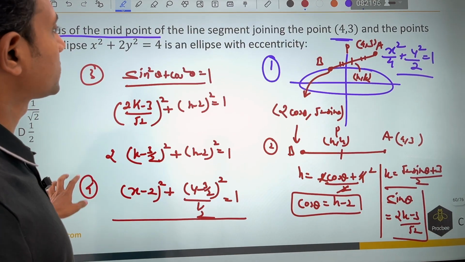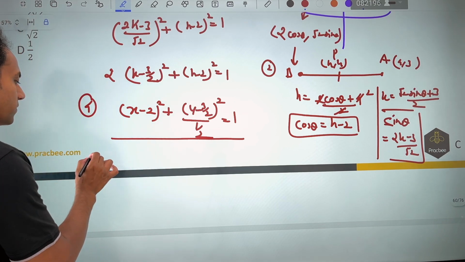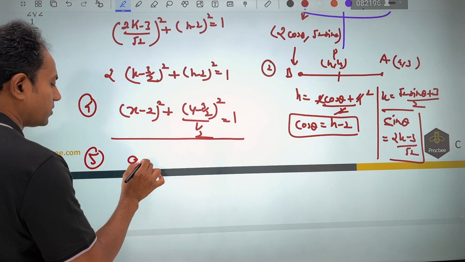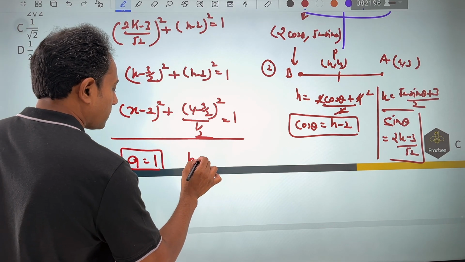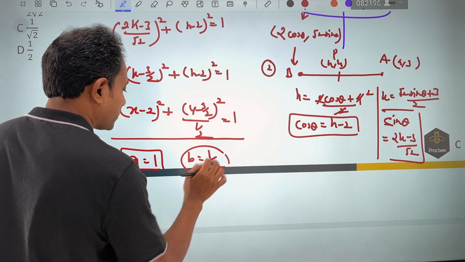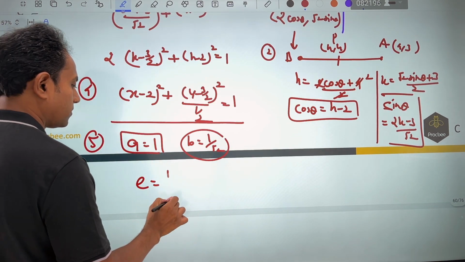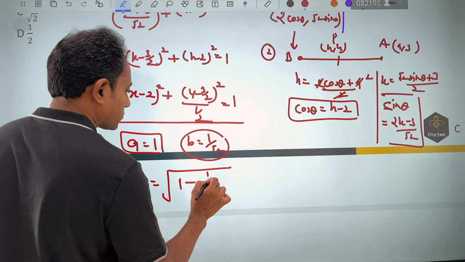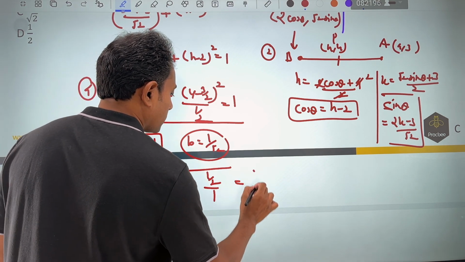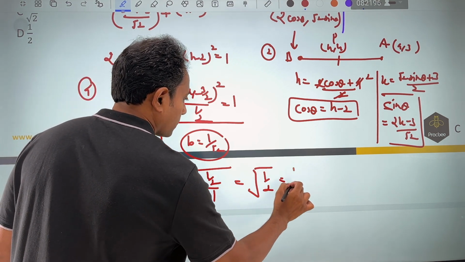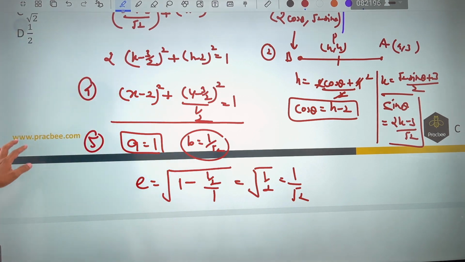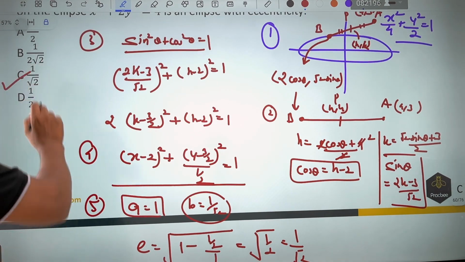Now what they are asking is, what is the eccentricity of this ellipse? So in the fifth part, for this new ellipse, a is equal to 1, b will be equal to 1 by √2. Let us find the value of eccentricity: root of 1 minus b² by a². This will become root of 1 by 2, or 1 by √2. You can see that option C matches.